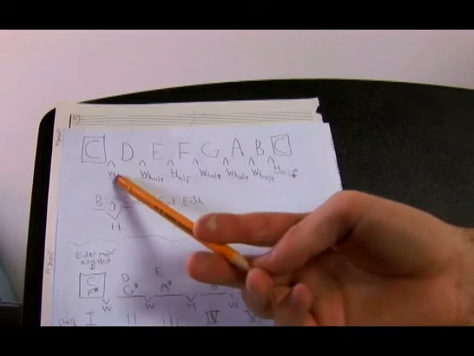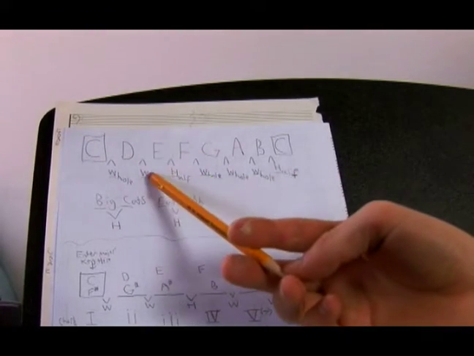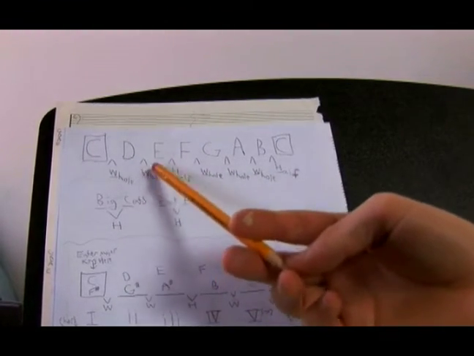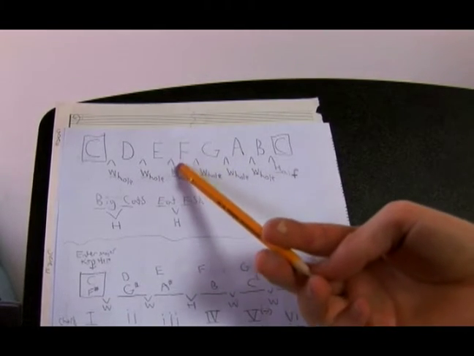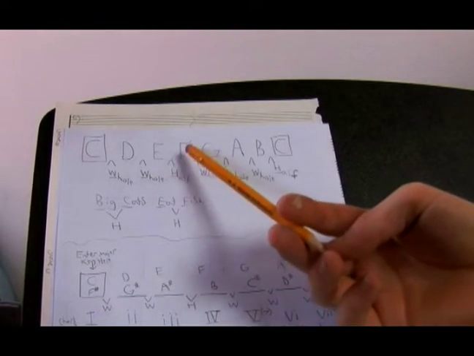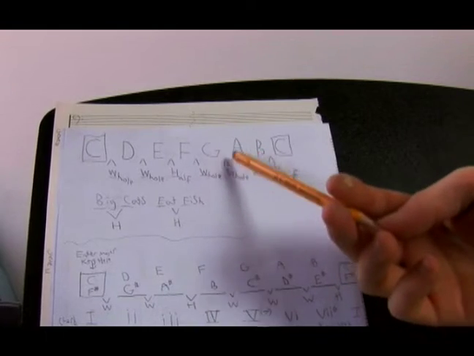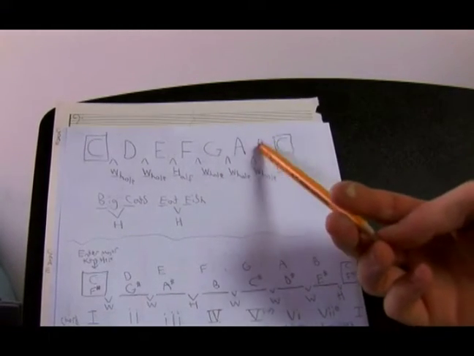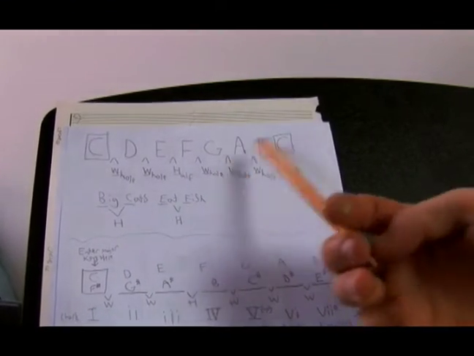From C to D is a whole step. D to E is a whole step, 2 frets each way. E to F is a half step, so those are only 1 fret away. F to G, whole, G to A, whole, A to B, whole, then B to C is another half step. So we only have 2 half steps.